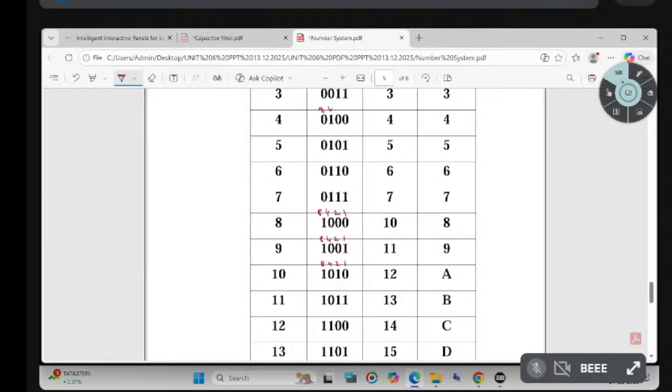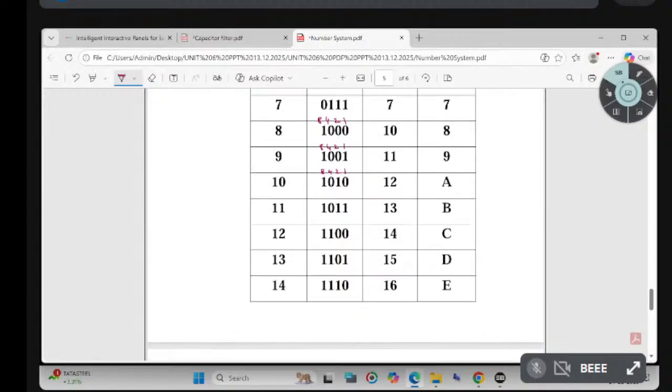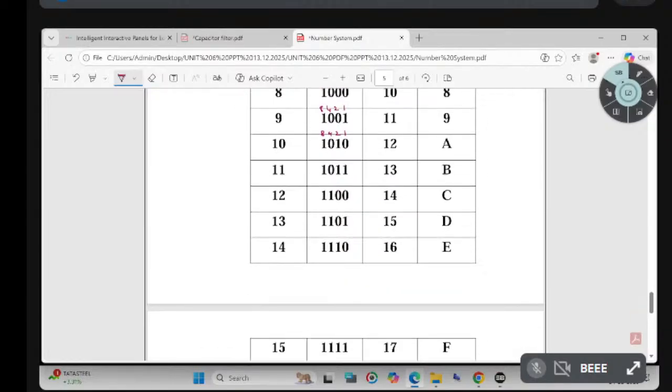8 4 2 1, 4 into 1. Remember the code. Up to 15 is enough.